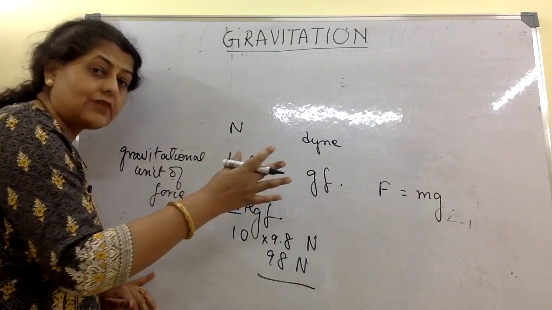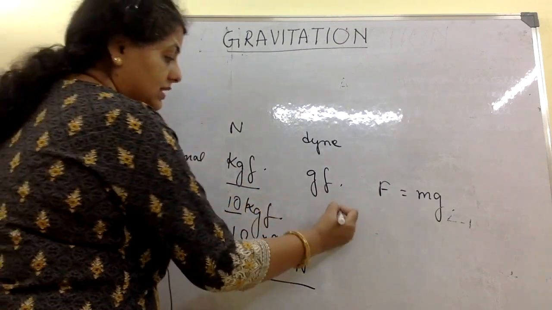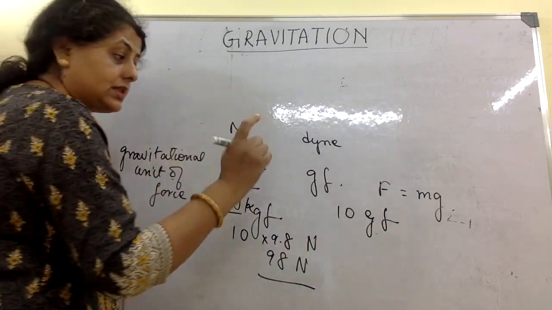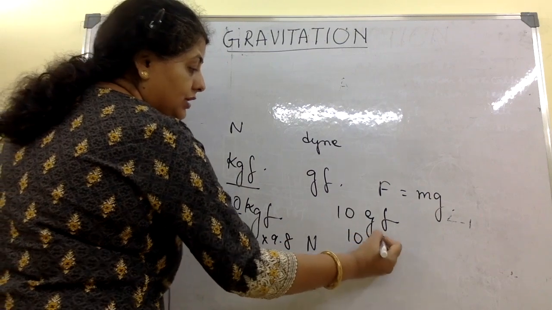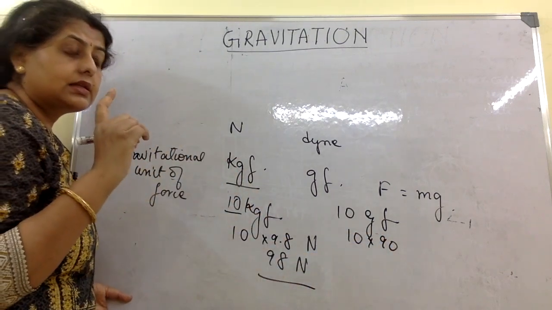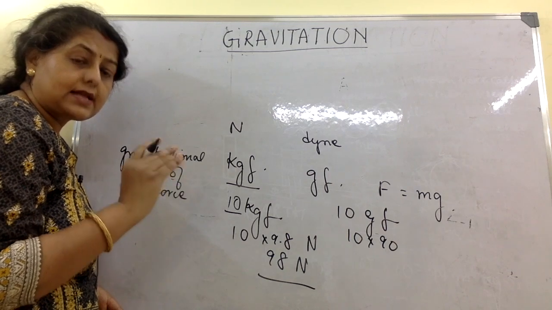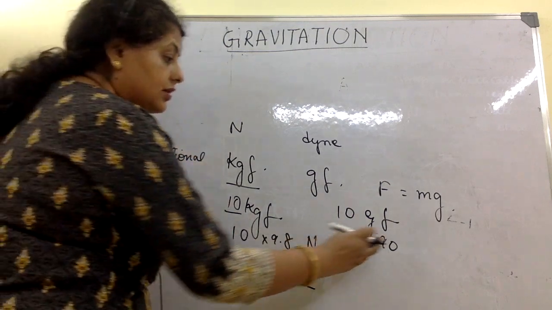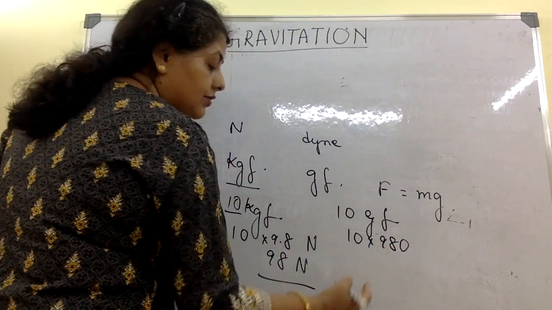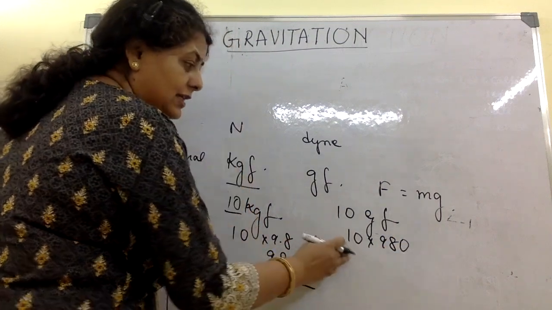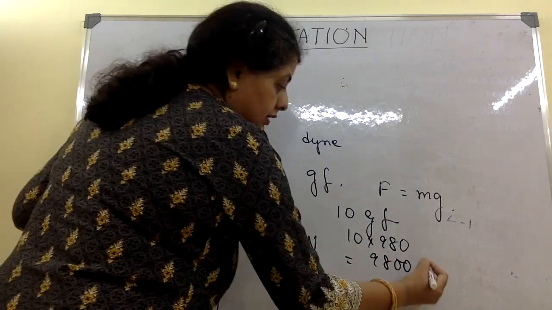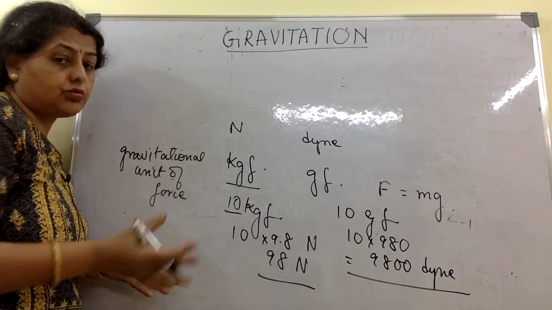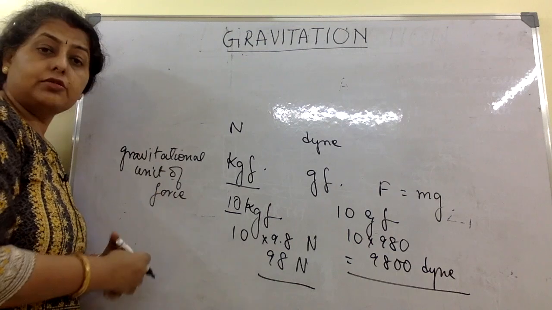If you want to convert gf to dyne, then we'll have to do, supposing this is 10 gf they have given us. How to convert it to dyne, that is CGS, unit of force. 10 into 980, because in CGS unit, acceleration due to gravity is 980 centimeters per second square. So here we will write 980. So this is 9800 dyne. So this is how we convert from gravitational unit to Newton or to dyne, because in many numericals you see it like this.